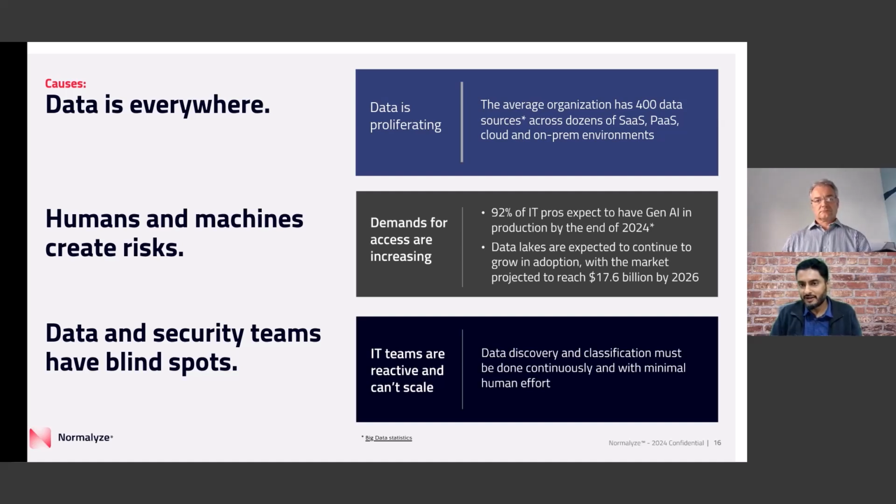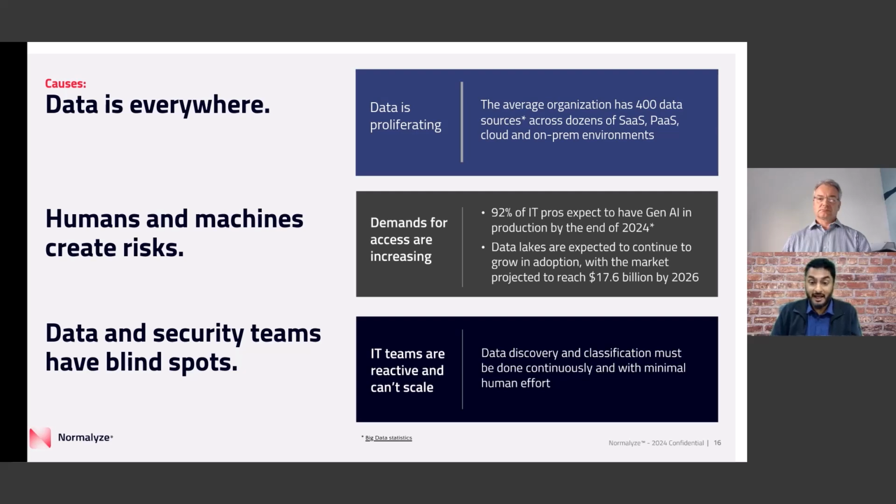But what happens is an average organization has about 400 data sources across SaaS, PaaS, cloud, and on-prem environments. These are not just applications that somebody is using. These are data sources where your company's valuable data, customer data, employee data, and your intellectual property is being stored at a variety of places. And demand for accessing this data is increasing. Data lakes, for example, things like Snowflake and Databricks, are plenty, right? You're seeing huge adoption of that. The reason is it's so easy to put all your data in one place, create a hierarchy of roles, and give access to various analysts.